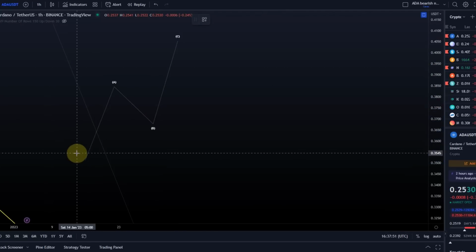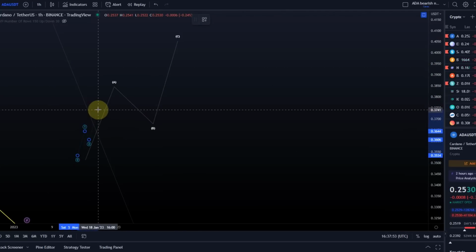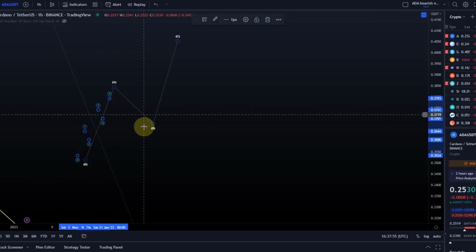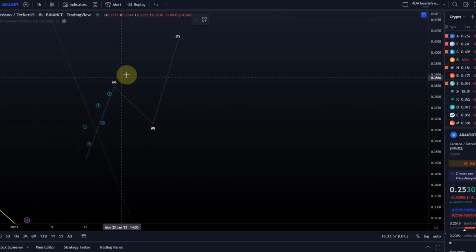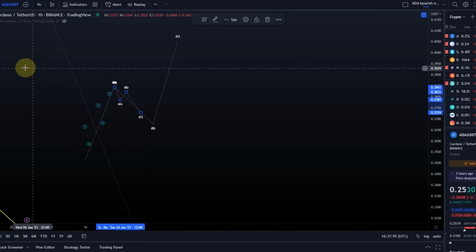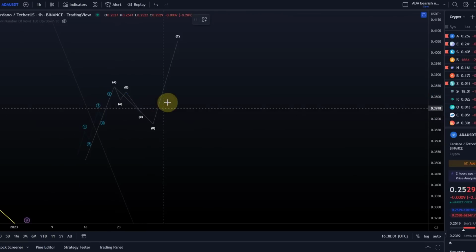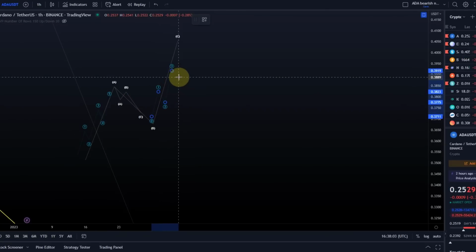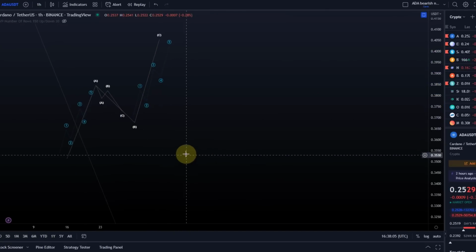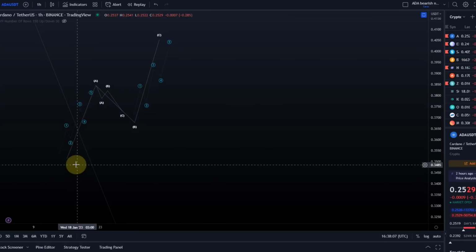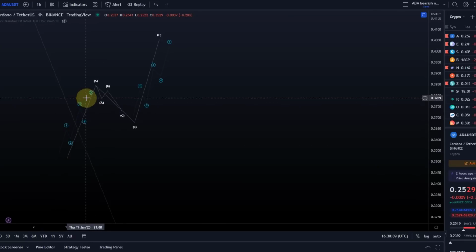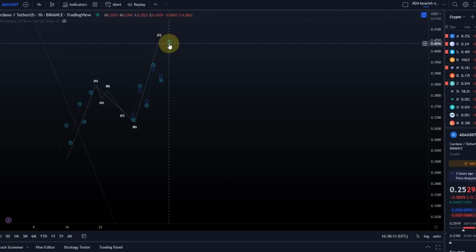And the wave A has 5 waves, so 1, 2, 3, 4, 5. And we've got ABC in wave B, A, B, C. And then in the wave C we also have 5 waves. Therefore, if we see an impulse on the way up, we don't know if it's going to be only an ABC pattern overall. Then the context gets important.